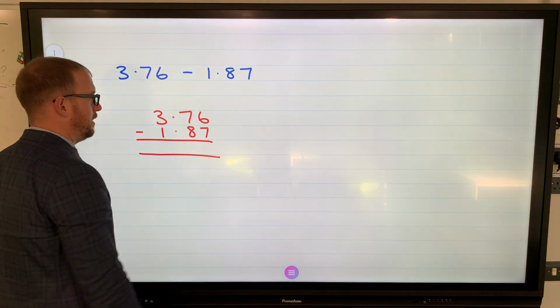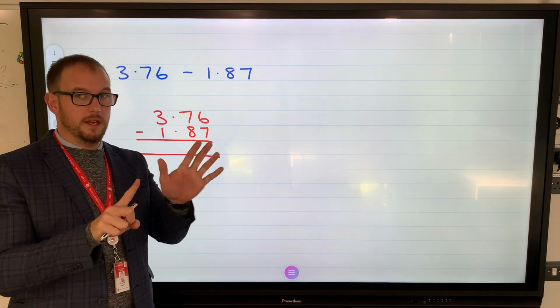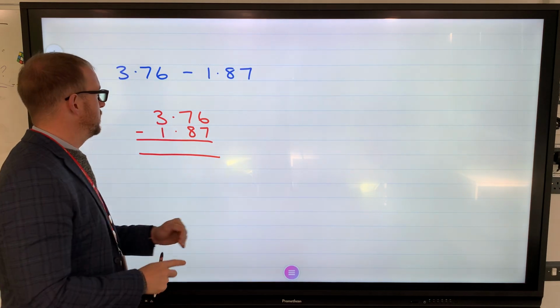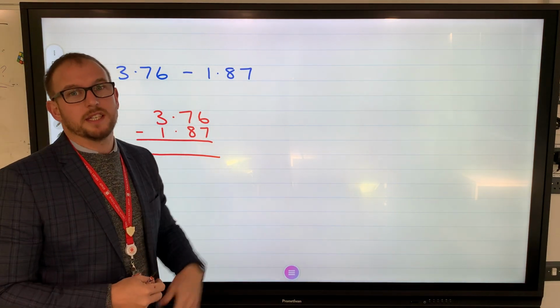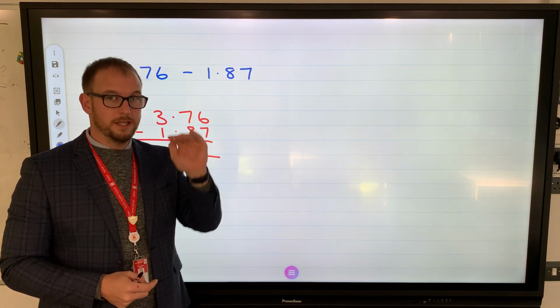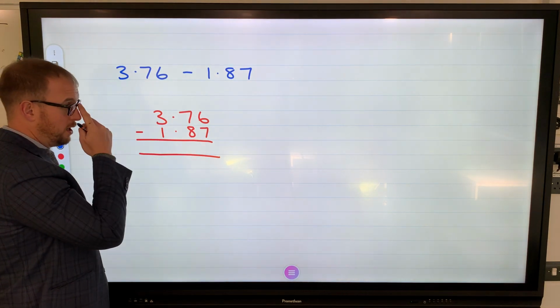Okay, 6 take away 7. If I've got 6, I can't take away 7. Therefore, I have to borrow from next door. Now, I see it all the time. People seem to go, oh, I'll do 7 take away 6. That's easy, I can do that. However, subtraction, top, take away bottom, every single time. 6 take away 7, we can't do it.